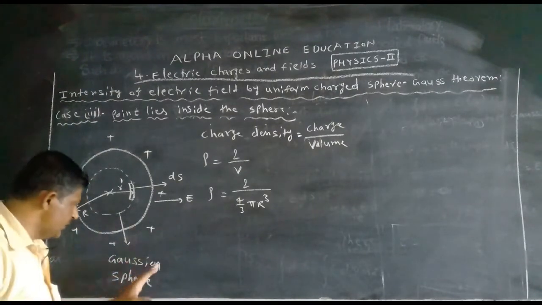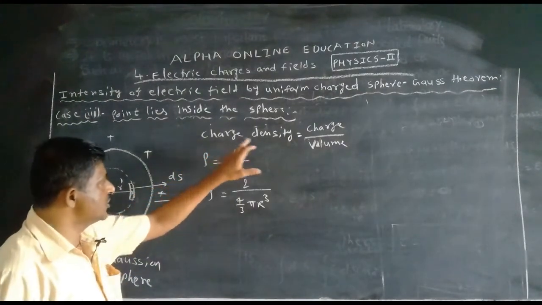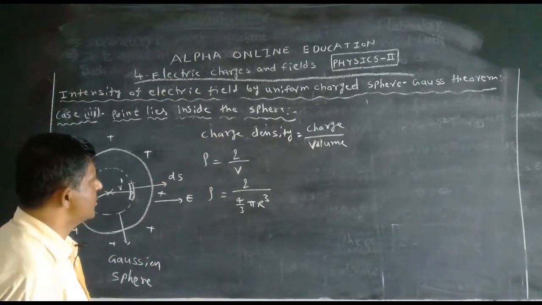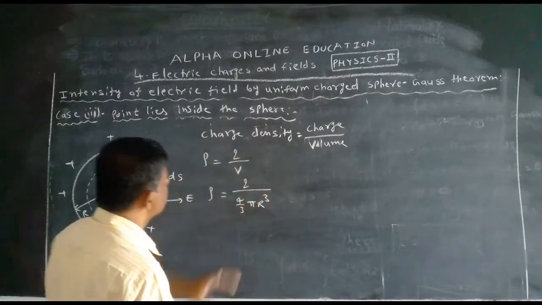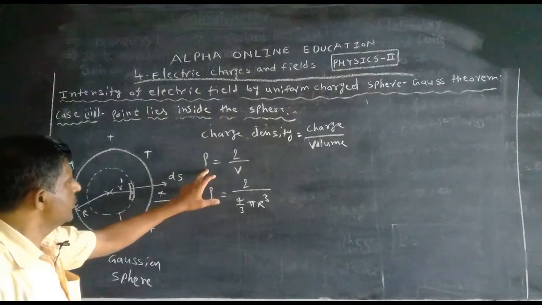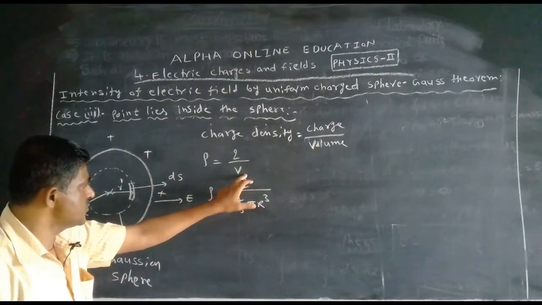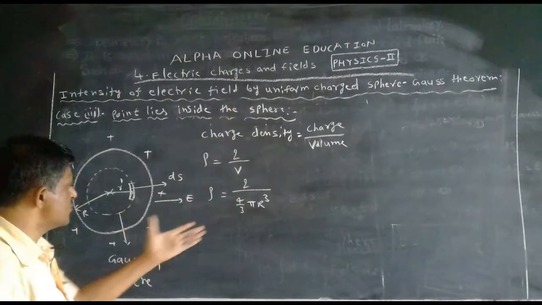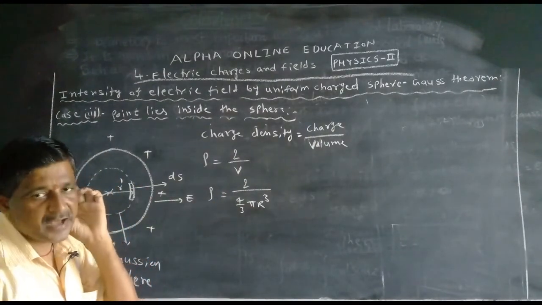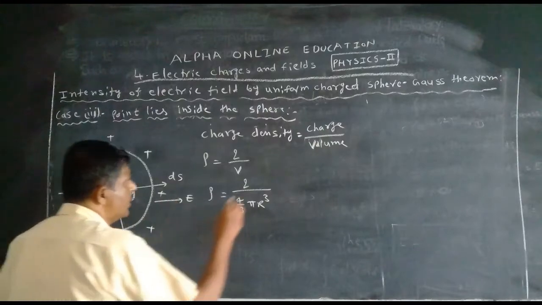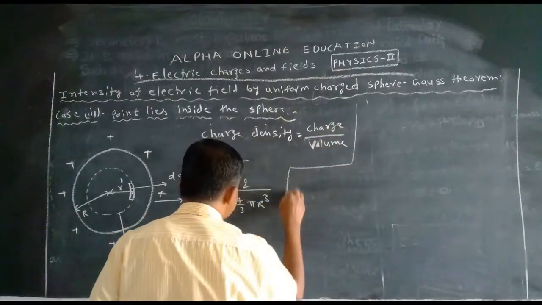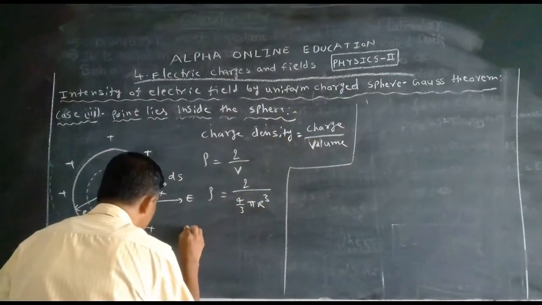Okay, now in this topic we write charge density. What is the equation for the charge density? Charge per volume. The charge density symbol is rho, charge is Q, volume is V. What is the volume of the sphere? 4 by 3 pi r cube. Now we want to derive the equation. Now let us see how we can do it.